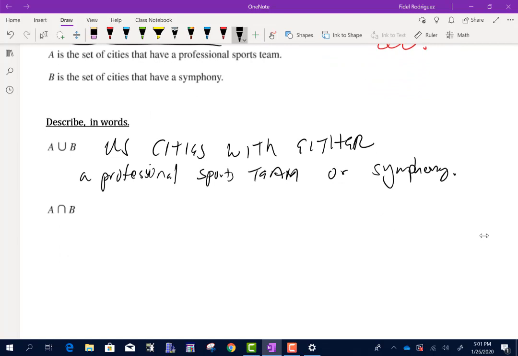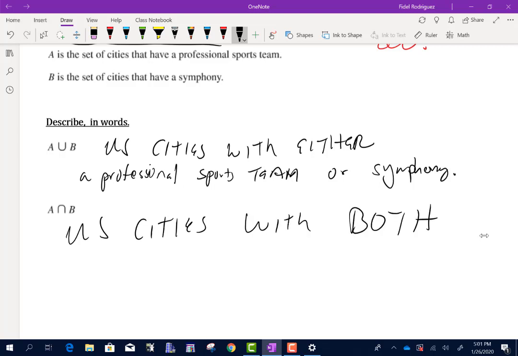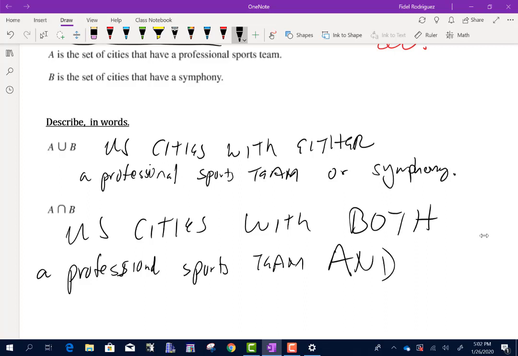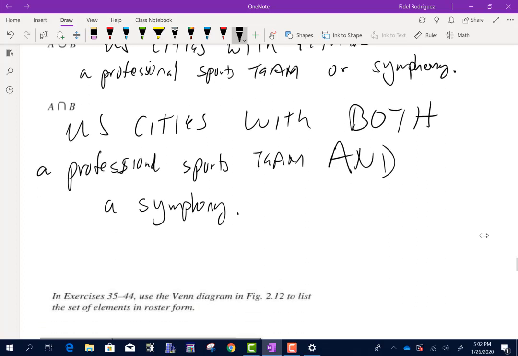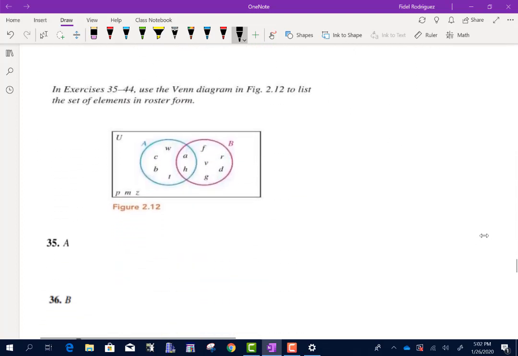Okay, now look at this one. This is the intersection. So this is going to be the U.S. cities with both professional sports teams and a symphony. Okay.